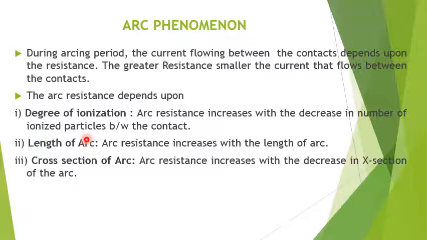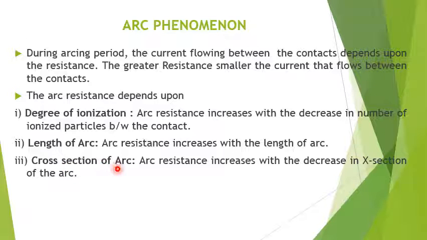Next, the length of the arc. If the arc resistance is increased with the length of the arc, again the arc resistance can be increased as R is proportional to rho L by A. So the resistance and the length are proportional to each other. If the length is increased, then the arc resistance is increased. Because of that, the fault current can be decreased or the arc can be quenched.